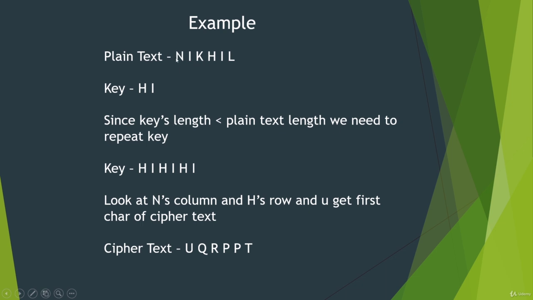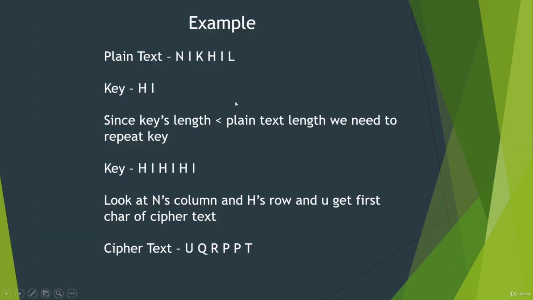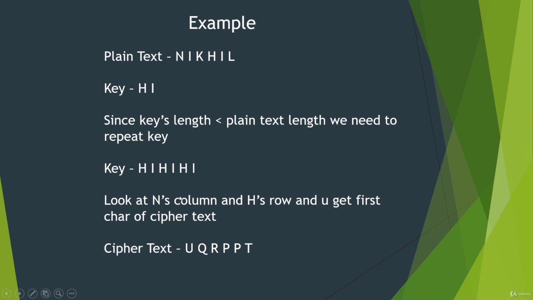So first I take the first alphabet N and the second alphabet H. Look at the N column, and in this N column I need to look at the H row. So I take this N column and H row. So it is U. My plain text character N will transform into U.